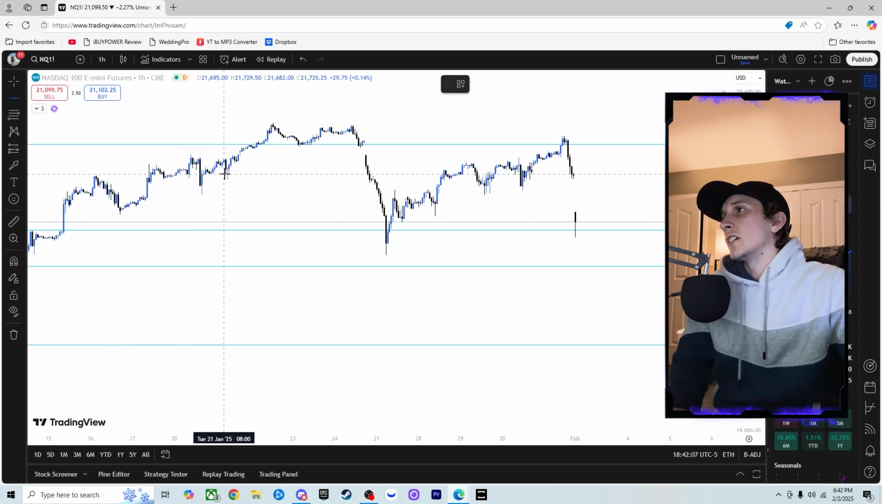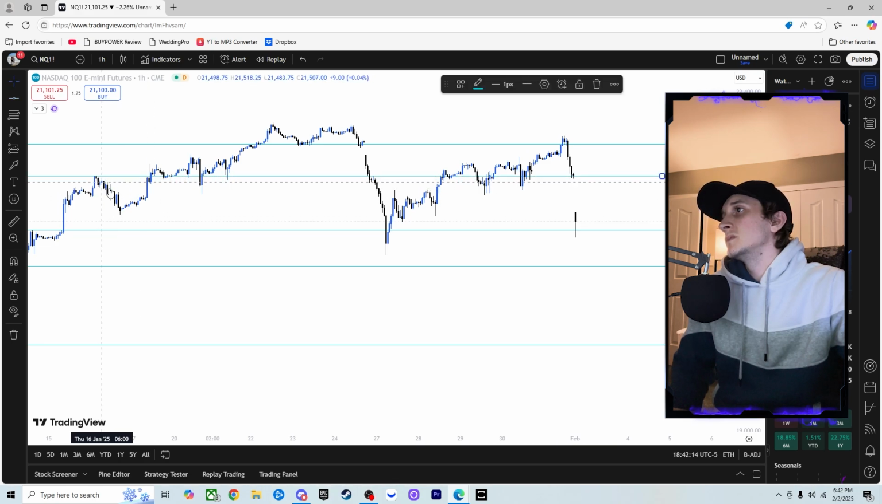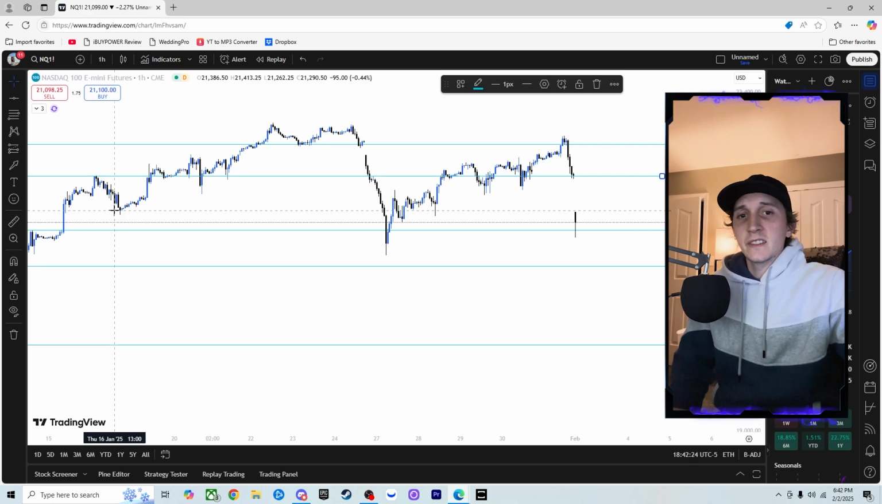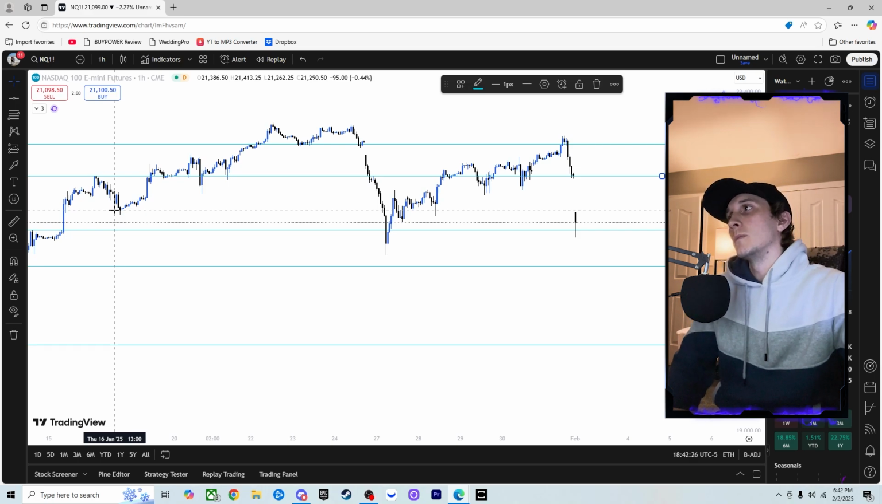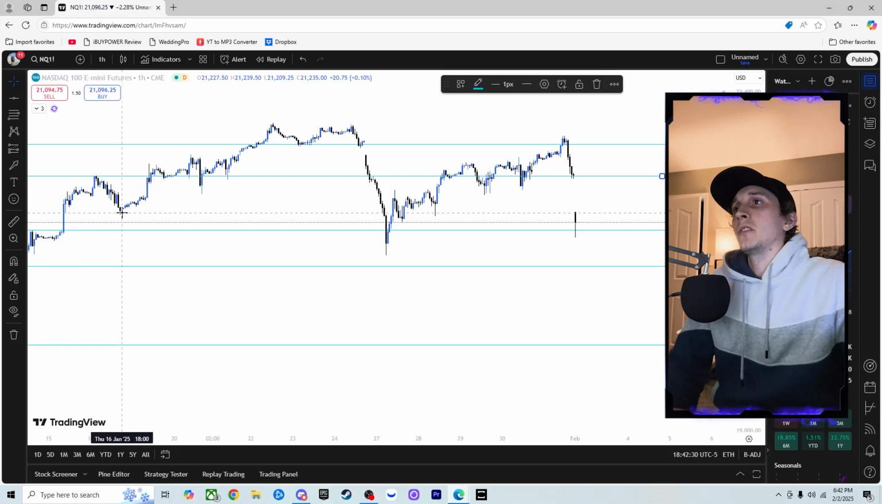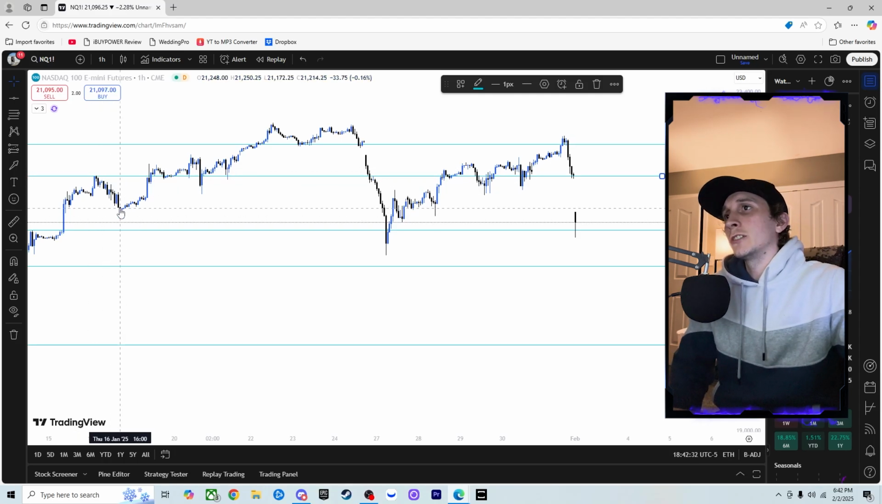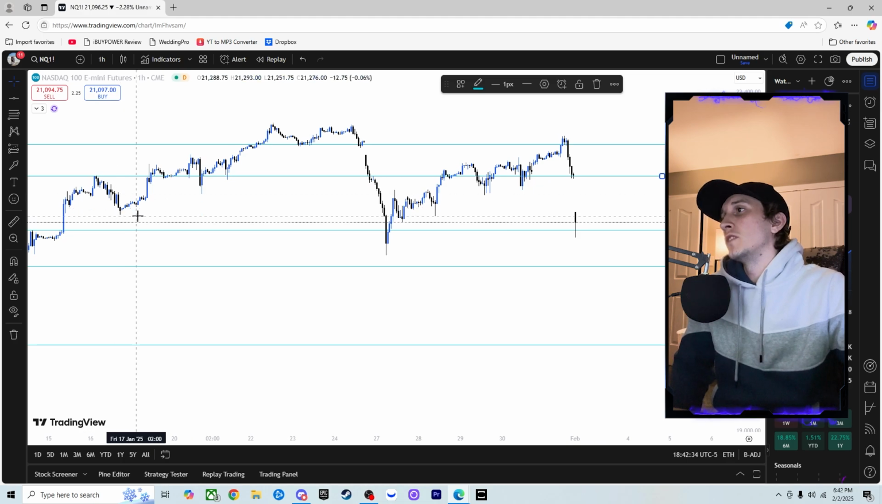So we can see here, if we zoom in, a spot where we topped out right here and rejected off of it. We got a nice rejection here on the NASDAQ. We fell from 21.5 all the way down to 21.2. It's a 350 point drop on the NASDAQ. That's a massive move in the matter of, this is on the hourly, so what, 8 to 10 hours in this example where we had that move down.